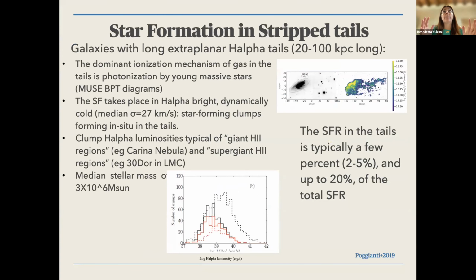So once we have confirmed that a subset of our sample is really undergoing ram-pressure stripping, we can start studying the general properties of these galaxies. And the first question is to understand if there is star formation in these tails that we have characterized. So overall, our galaxies have these long H alpha tails that can be as long as 100 kiloparsecs. We check through the BPT diagrams what the dominant ionization mechanism is, and we see that it's photoionization by young massive stars. So there are really new stars that are born out of the stripped tail.